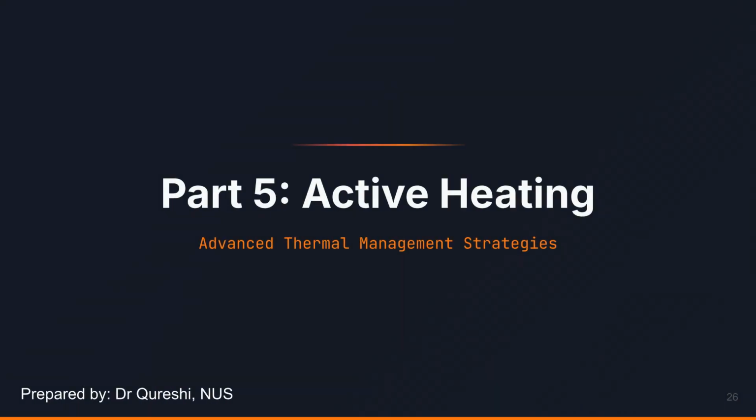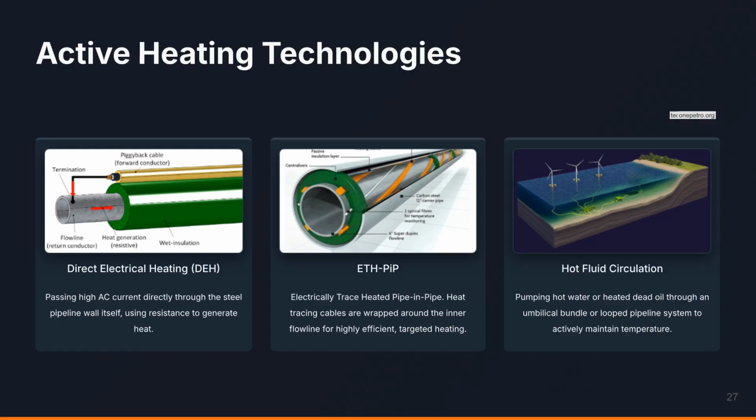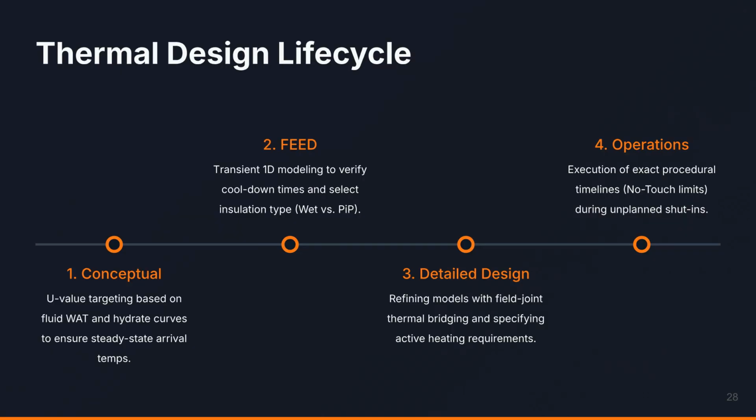Part 5 explores advanced thermal management through active heating, which provides greater control over pipeline temperatures. Active heating technologies include direct electrical heating, electrically trace-heated pipe-in-pipe systems, and circulating hot fluids to maintain temperatures during prolonged shut-ins. The thermal design lifecycle progresses from conceptual target setting to detailed design refinements, and finally to operational procedures for handling unplanned shut-ins within the allotted time.